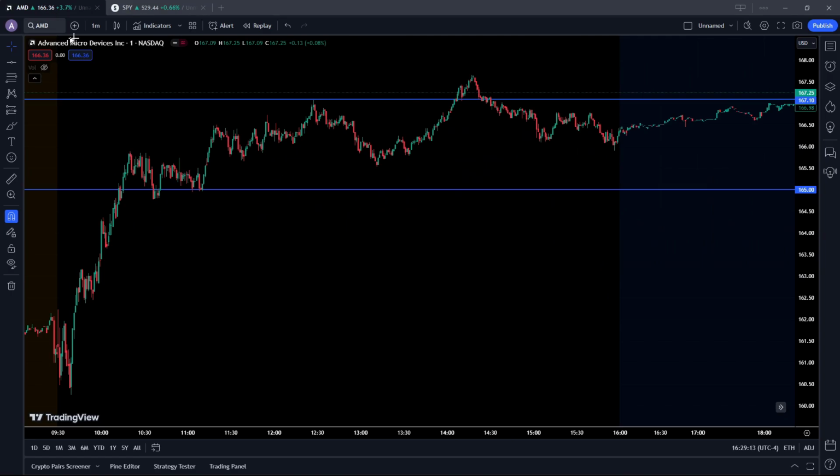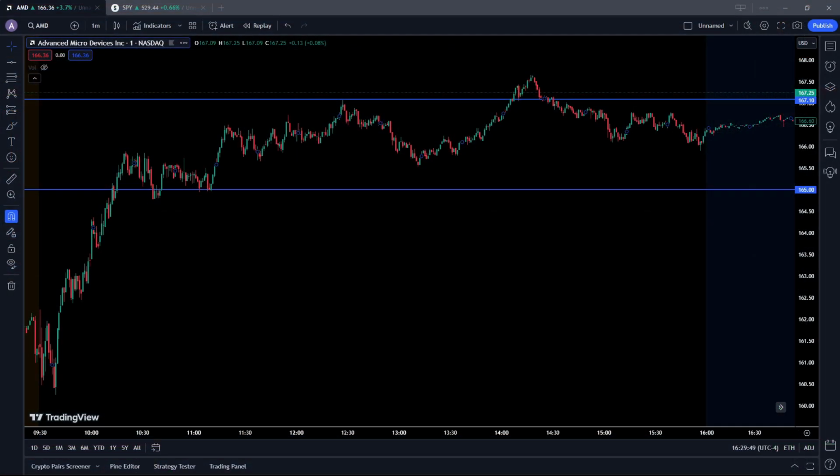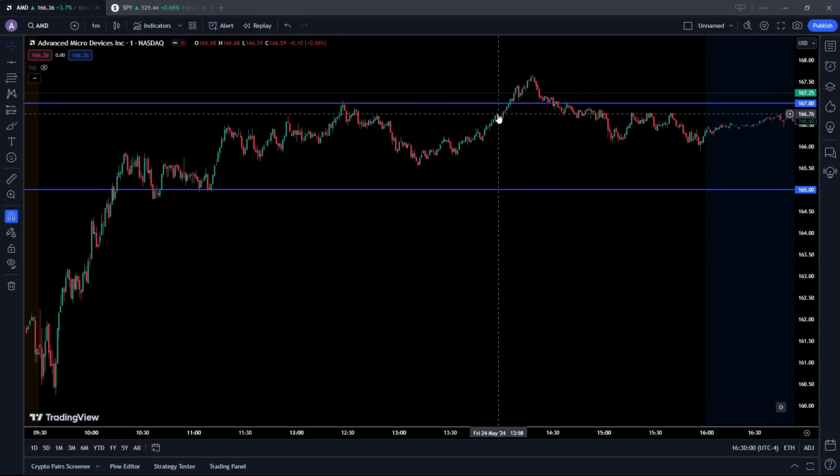If we go over to AMD here, I'll pull up a Bookmap of AMD here, and looking at AMD, right, we do have a Bookmap tutorial, but I'll explain it quickly here. So at this 167 level, we have 11,000 sellers, right? So this is the resistance. So as you can see, we can plot the resistance on the chart here at 167.